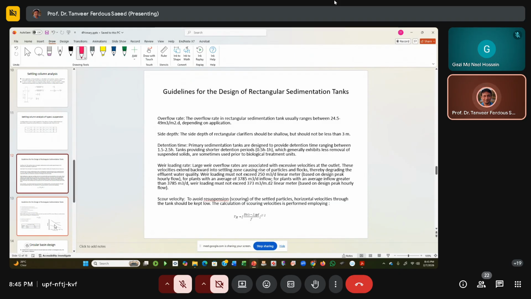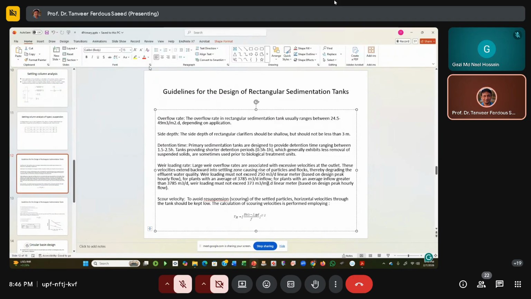And if the inflow rate is greater than 3785, that means greater than this value, this loading rate is for this value. Now if the overall flow in the treatment plant is greater than 3785 meter cube per day, then the weir load must not exceed 373 meter cube per meter per day. So there are two criteria: one for a flow of 3785 meter cube per day of the overall treatment plant, and one for flow exceeding 3785 meter cube per day. Okay.